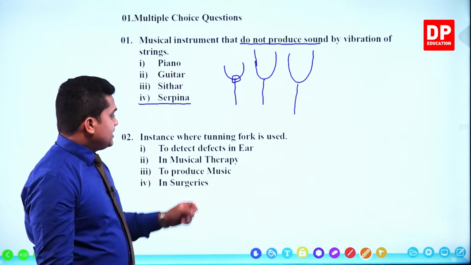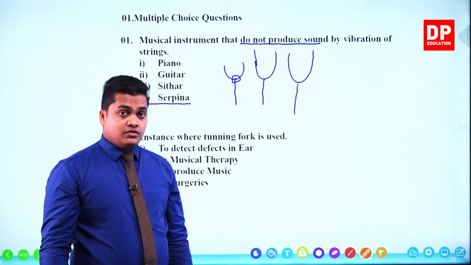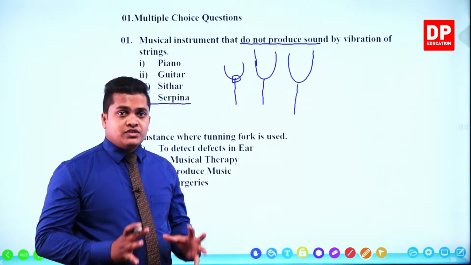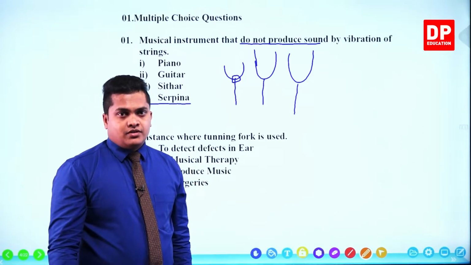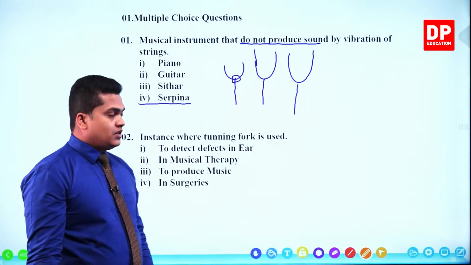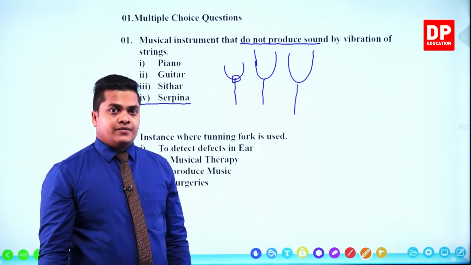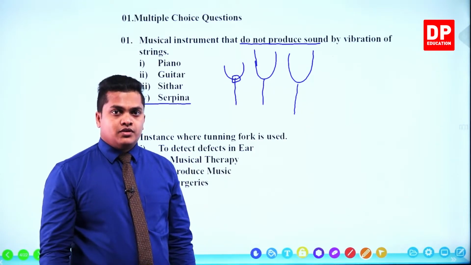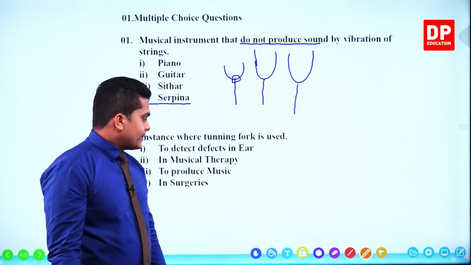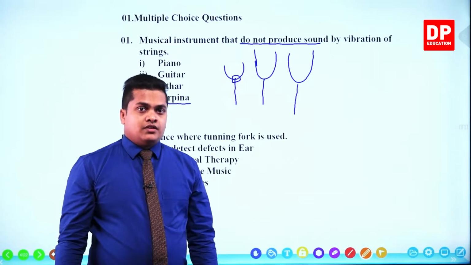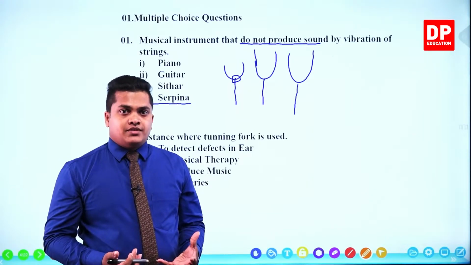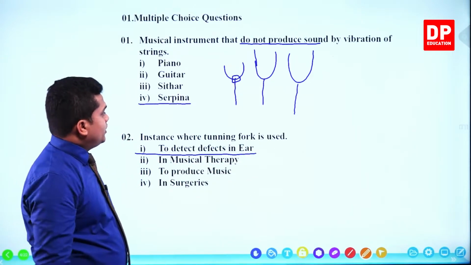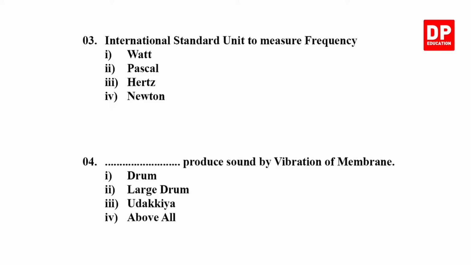Second one, musical therapy. Now tuning forks are not used in musical therapy, no. In musical therapy we use sound or pleasant music, right? Third one, to produce music. We can't use a tuning fork to produce music. We can just vibrate it to emit a certain sound. So we can't produce music from it. Number 4, in surgeries. We can't use tuning forks in surgeries. So the correct answer is what? To detect defects in ear. Right.